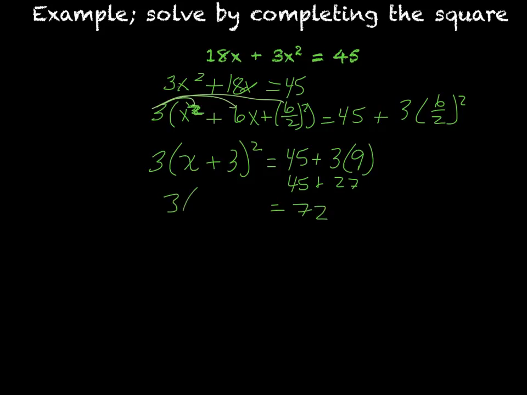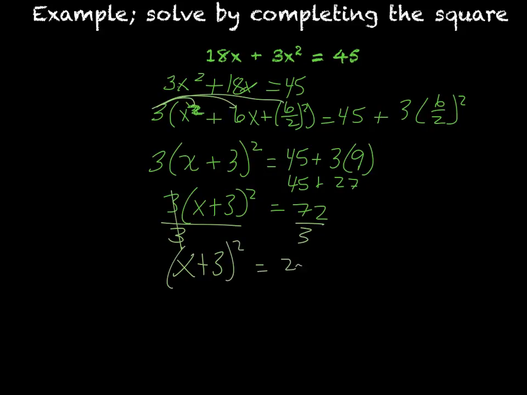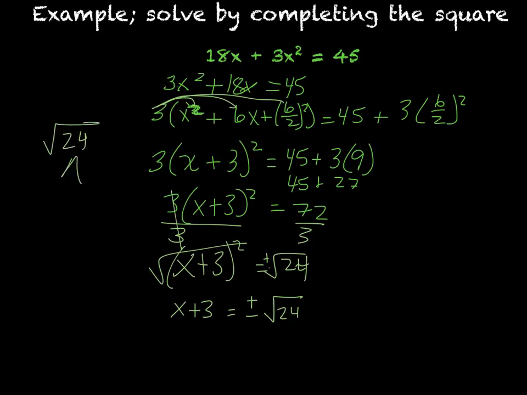So I have 3 times x plus 3 squared equals 72. And the next step is to divide by 3, get rid of the 3. And if I do that, I have x plus 3 squared equals 24. So I'm going to take the square root, plus or minus, giving me x plus 3 equals positive or negative square root of 24. But I want to make sure that that is simplified. So if I tree that out, I get 4 and 6, 2 and 3. So that's the square root.